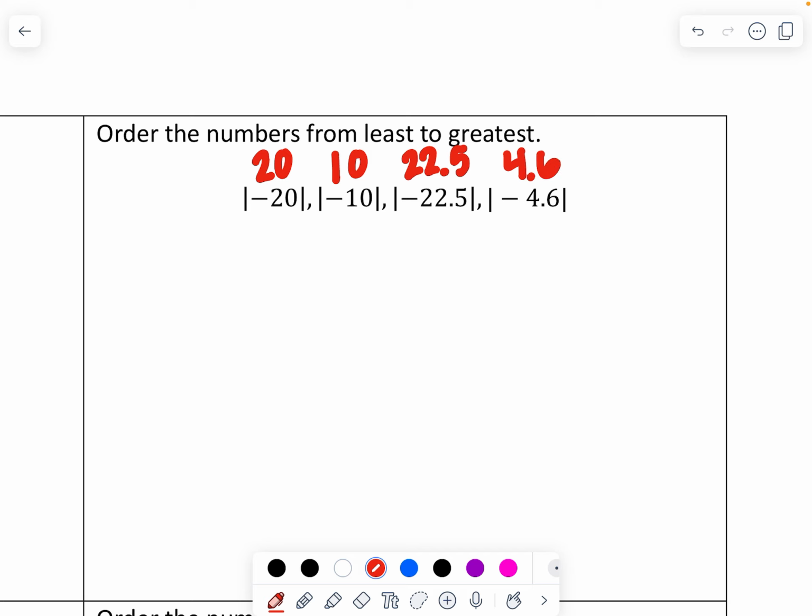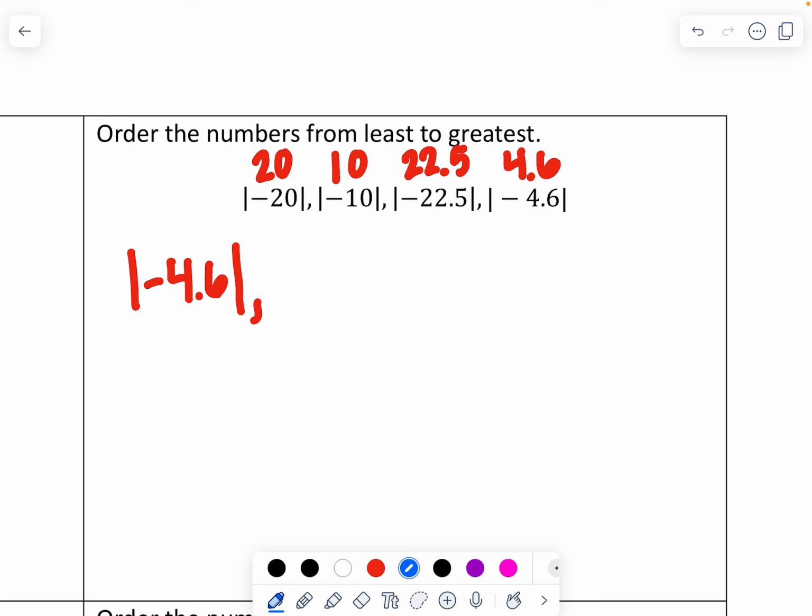Now, put them in order from least to greatest. So we want the number that's closest to 0, since we're dealing with all positives, to go first. So 4 6/10 is closest to 0 on the positive side, so that's going to go first. So I'm going to write the absolute value of negative 4 6/10.